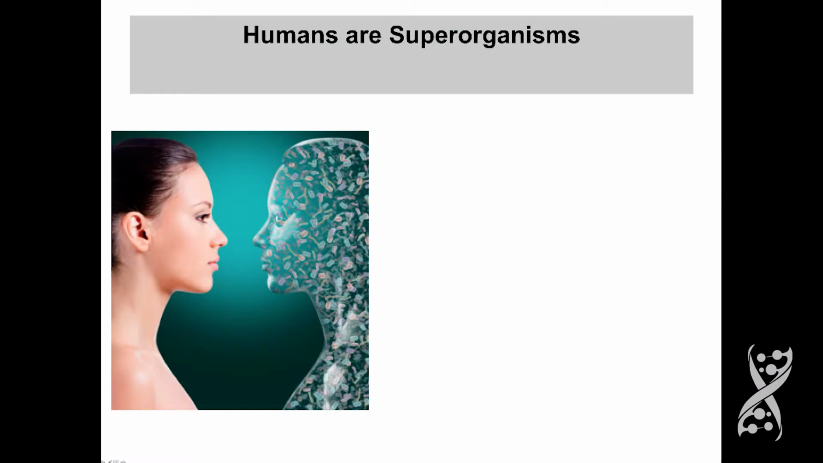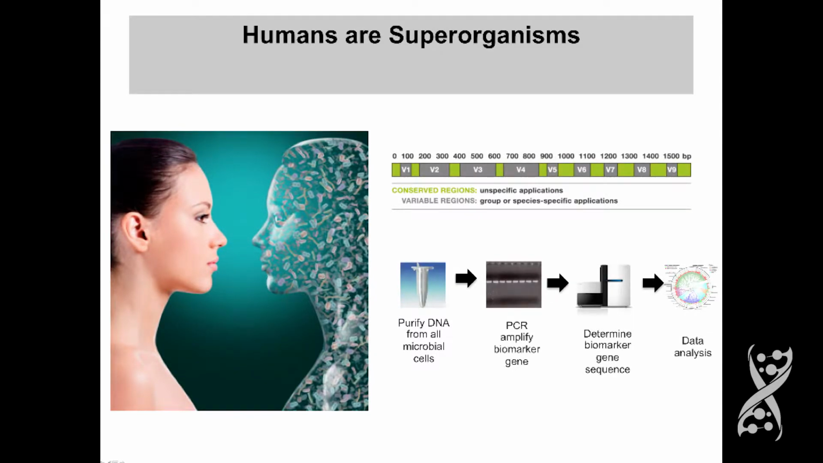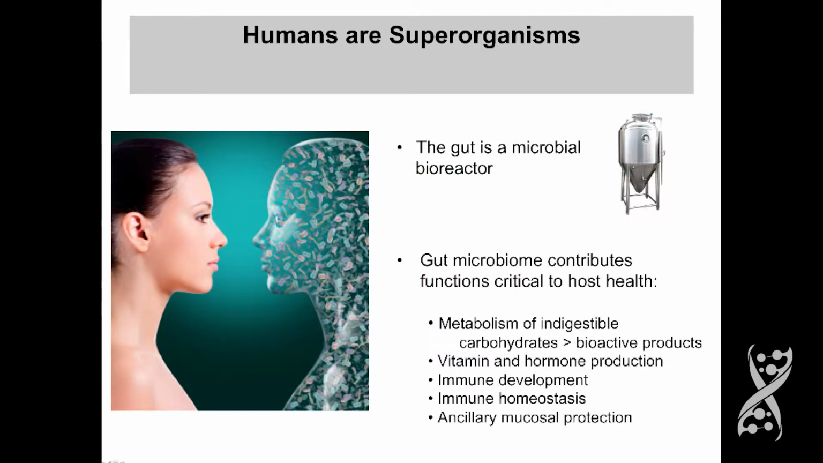And as you all know, we're superorganisms. We're a conglomerate of mammalian and microbial cells, and we're far outnumbered by our microbial colonists. And the majority of these microbes, or a large portion of them, are found in the gut microbiome. And they contribute to essential functions to host health. They help us metabolize indigestible carbohydrates that we ourselves don't have the enzymic capacity to degrade. They're involved in vitamin and hormone production, essential vitamins that we need, but we either consume or these organisms produce for us, like vitamin K.